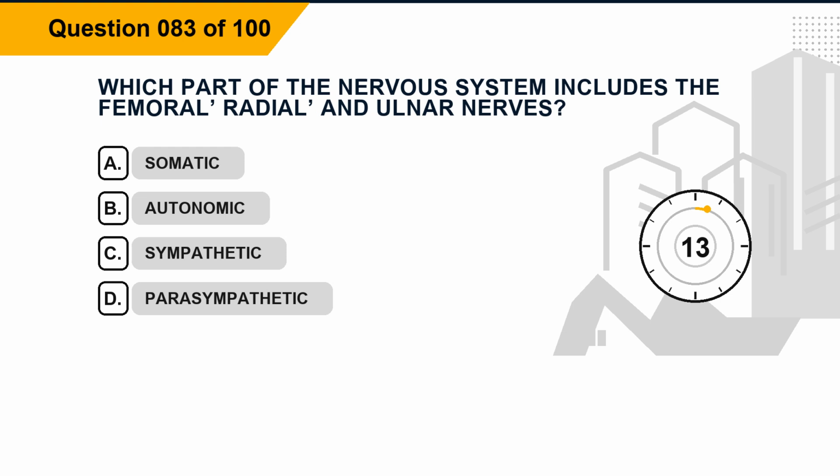Question 83. Which part of the nervous system includes the femoral, radial, and ulnar nerves? Option A, somatic. Option B, autonomic. Option C, sympathetic. Option D, parasympathetic.